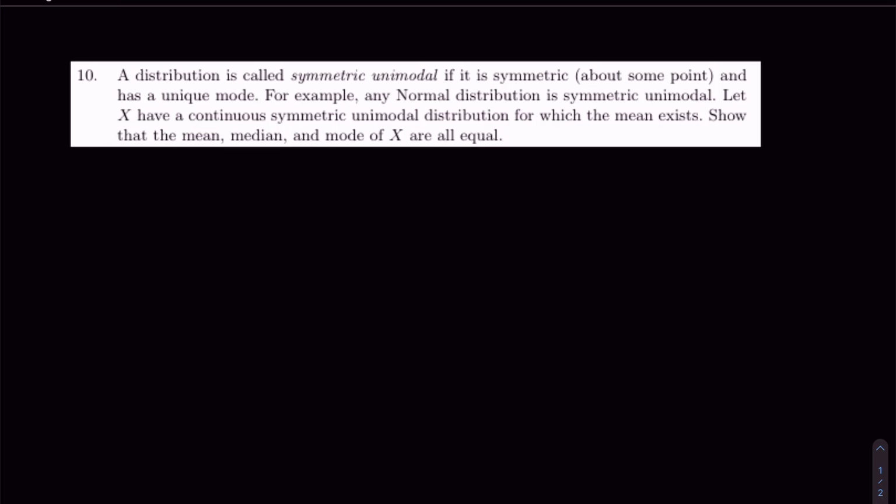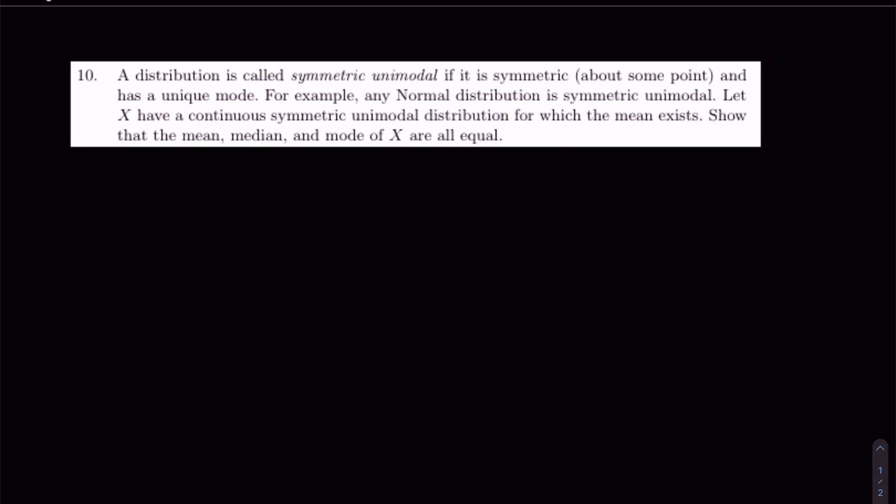Here we are asked to look for the distribution. A distribution is called symmetric unimodal if it's symmetric about some point and has a unique mode. And here we're given that the normal distribution is symmetric unimodal. We are asked in this exercise to find the mean, median, and mode of x, when x is defined as a continuous symmetric unimodal distribution for which the mean exists.